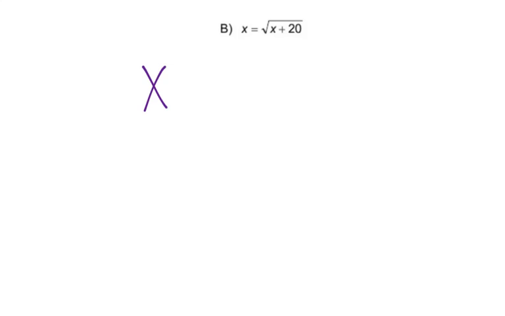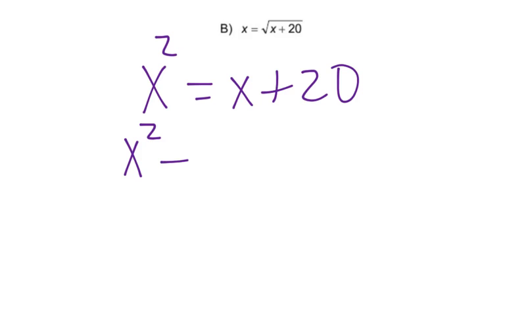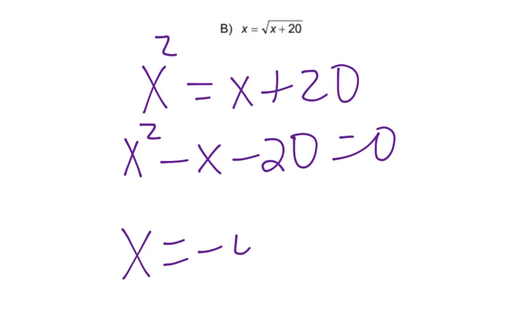Square both sides. X squared is equal to x plus 20. We have a quadratic, so we get everything on the same side. X squared minus x minus 20 is equal to 0. Put it in at y equal x squared minus x minus 20. Go look at your table, and we have x equals negative 4 and x equal 5.